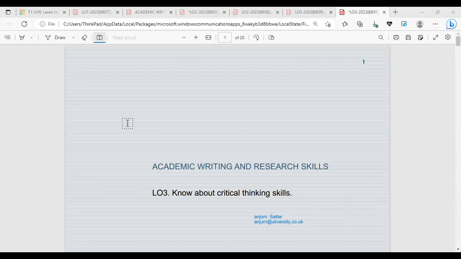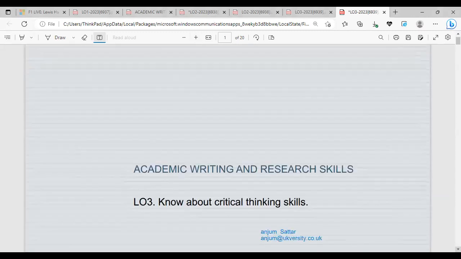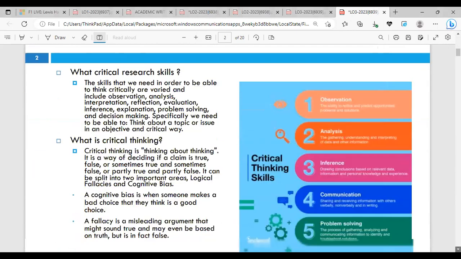So today's lesson, LO3, is about critical thinking skills. Critical thinking is very important and we need to think about all possible options. Yes, all possible options. That will help us to compare and contrast. So in today's lesson, what is critical thinking?